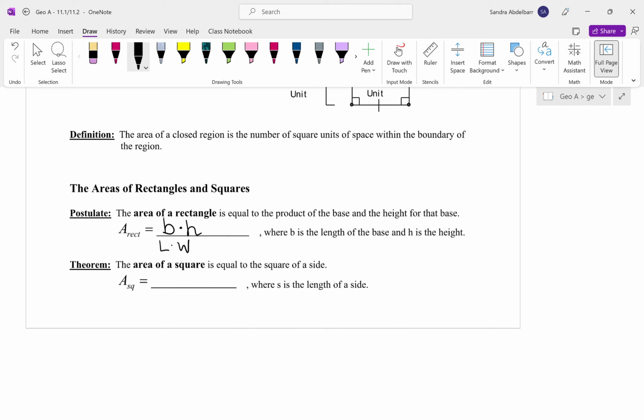Now you tell me, is a square always, sometimes, or never a rectangle? Always. A square is always a rectangle. So do you agree that since a square is always a rectangle, I can always use the formula for the rectangle on the square? Yeah, so since a square is always a rectangle, we're always allowed to use base times height to find the area of a square. But what do you know about the base and the height of the square? What do you know about all the sides of the square?